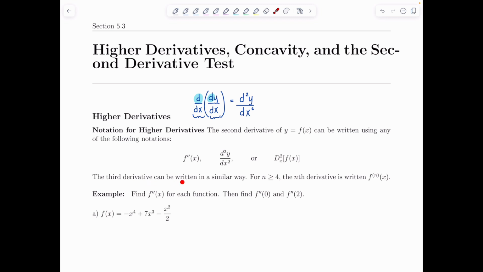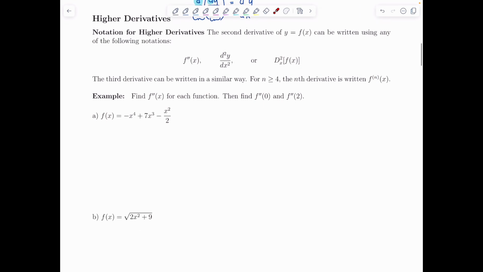The third derivative can be written in a similar way. You'll see f triple prime, these become 3's. And once n is greater than or equal to 4, usually we stop writing a bunch of tick marks. Sometimes you'll see Roman numerals, but usually we'll just put a 4, a 5, a 6, etc. But we're just going to call it at 2 derivatives most of the time.